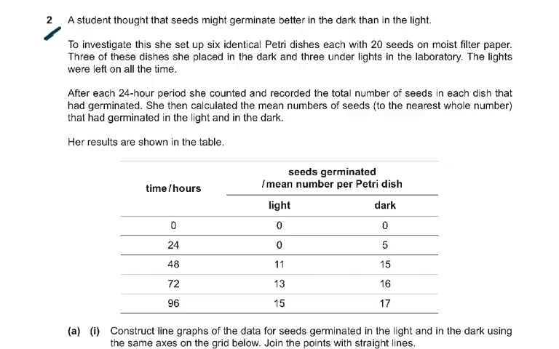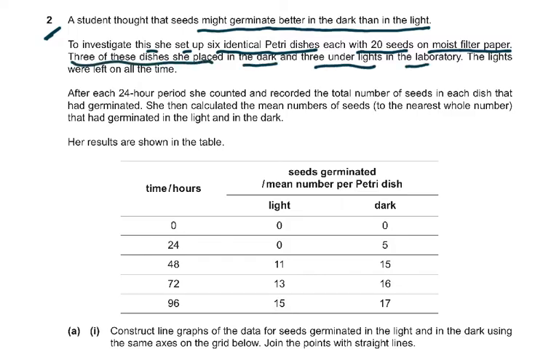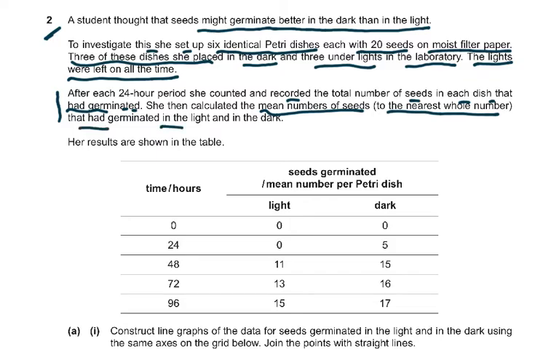Now coming to question number 2, a student thought that seeds might germinate better in the dark than in the light. To investigate this, she set up 6 identical petri dishes, each with 20 seeds on moist filter paper. 3 of these dishes she placed in the dark and 3 under light in the laboratory. The lights were left on all the time. After each 24-hour period, she counted and recorded the total number of seeds in each dish that had germinated. She then calculated the mean number of seeds to the nearest whole number that had germinated in the light and that in the dark. Her results are shown in the table.